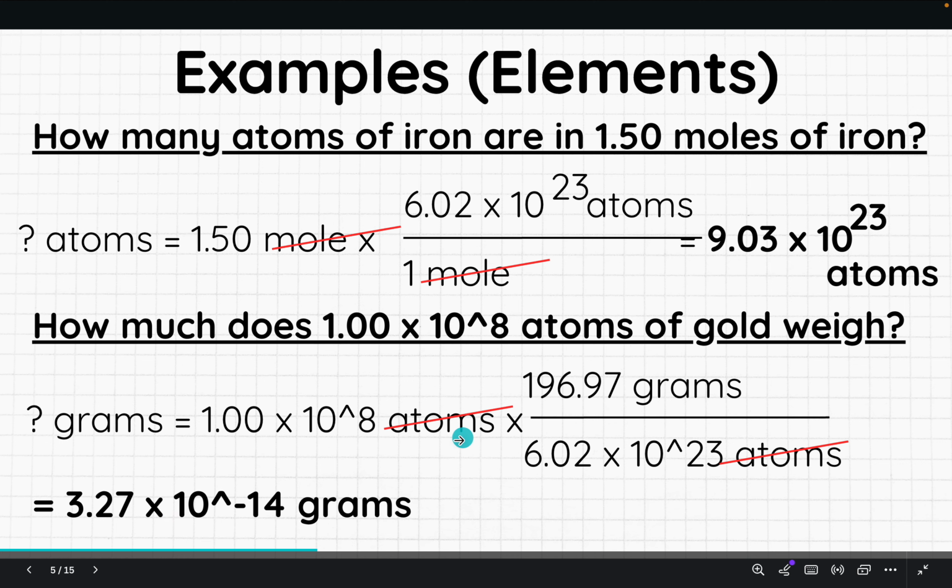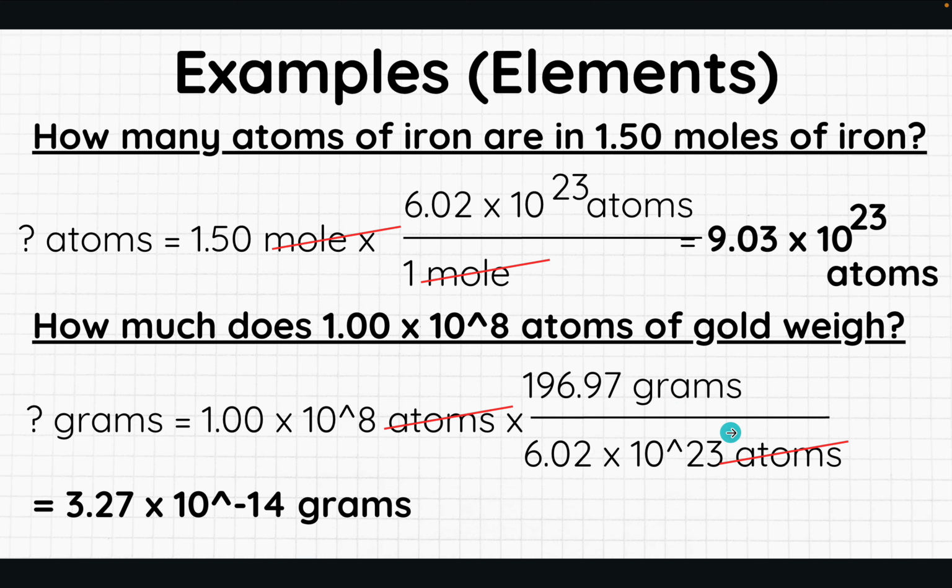If that was confusing, let me look at it again. We want to find grams, so we put grams at the top. We want to get rid of atoms, so we cross out atoms at the bottom. And this is the conversion factor.